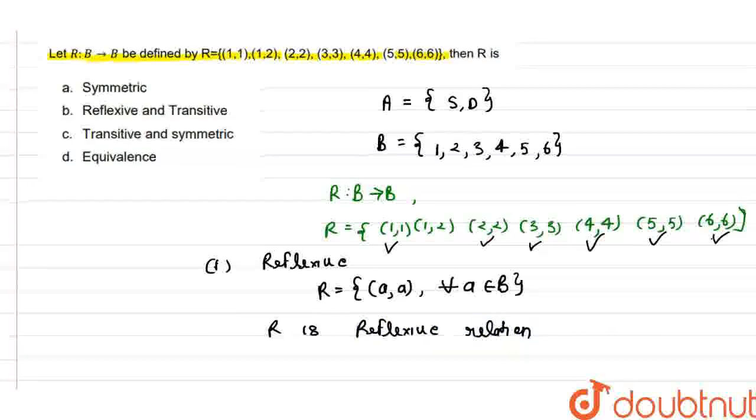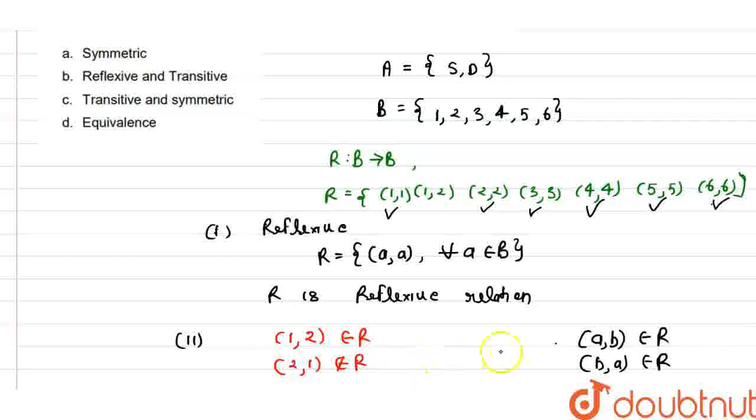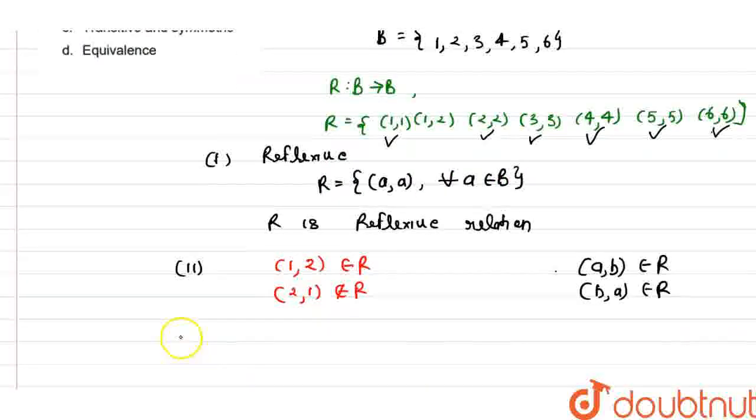And now we check the second, whether the given relation is a symmetric relation or not. The concept of the symmetric relation is: if (a, b) belongs to R, then (b, a) should also belong to R. So here we can see that (1, 2) belongs to R, but (2, 1) does not belong to R. So the given relation is not a symmetric relation.